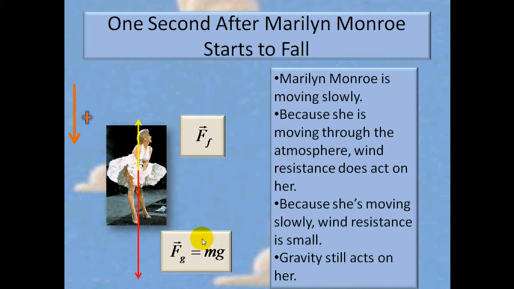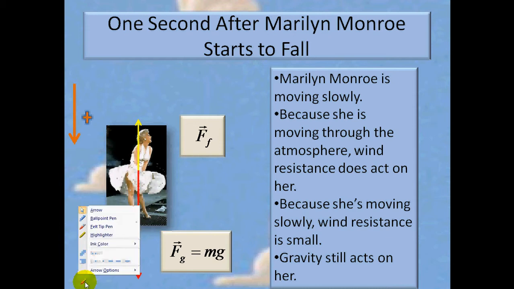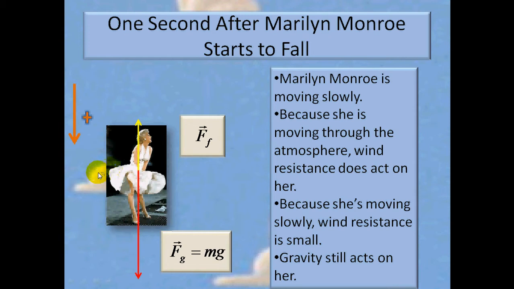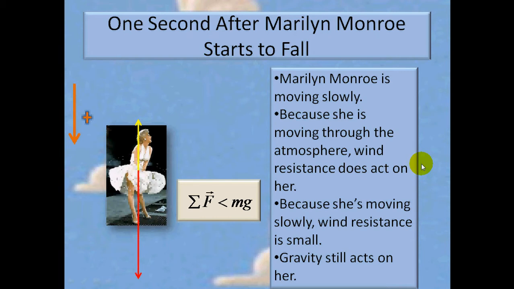But what we're really concerned about is net force. So to find the net force, we just add up this yellow vector and the red vector. Since the two are pointed in opposite directions, we add them by subtracting their magnitudes. So the net force, I would say, would be about this length. And since the larger vector points downward, her net force will also point downward. So her net force is smaller than the force due to gravity.